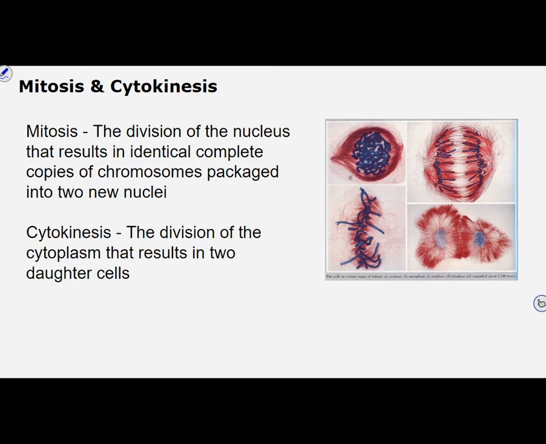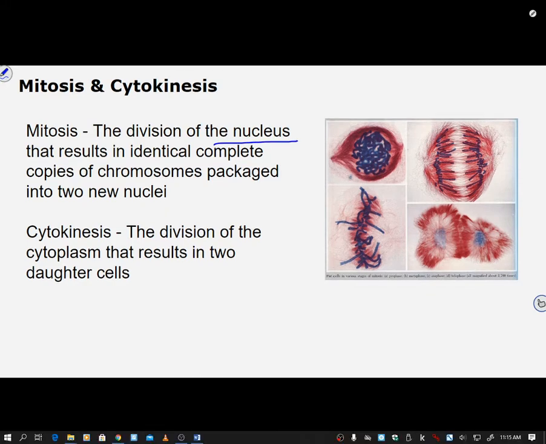All right, so mitosis and cytokinesis. So what we just saw there was interphase. Now, interphase, along with mitosis and cytokinesis, is all considered the cell cycle. A lot of times people hear cell cycle, they think of just mitosis. It is all of this stuff together. All right, so what is divided during mitosis? It is the division of the nucleus. And that's going to result in identical copies of chromosomes.